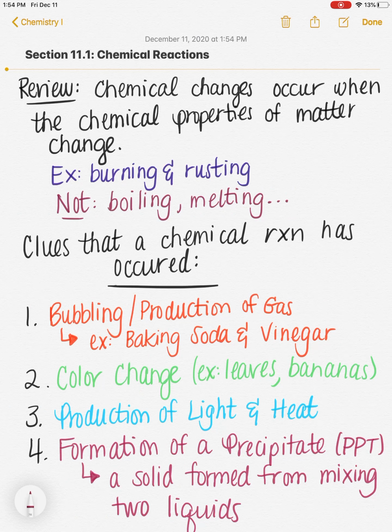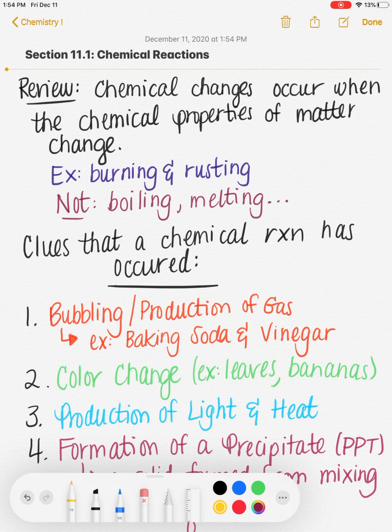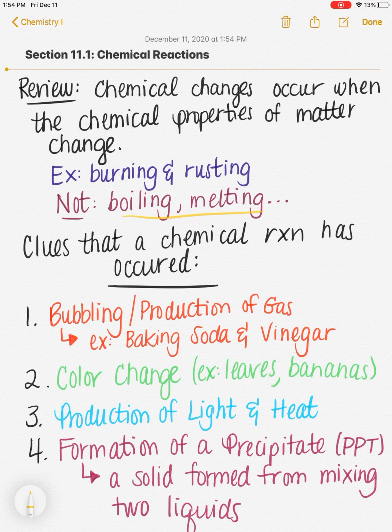So just a general review, chemical changes occur when the chemical properties of matter change. Some classic examples of chemical changes are burning and rusting. I would like to point out that changes like boiling and melting are actually not chemical changes.